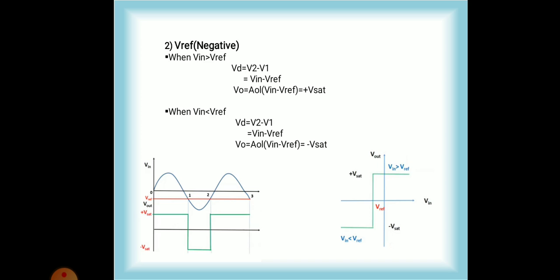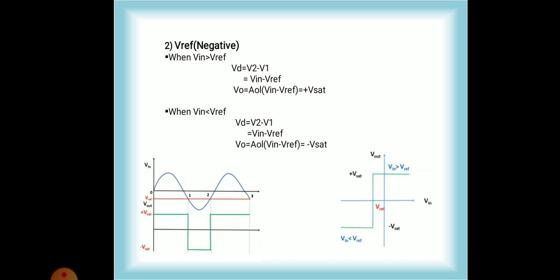Now let's see the waveform. Vreference is negative here. The sinusoidal wave is Vin. 0, 1, 2, 3 are the intersection points. From 0 to 1, Vin is greater than Vreference. Therefore, the output voltage is plus V saturation. From 1 to 2, Vin is less than Vreference. Therefore, the output is minus V saturation. From 2 to 3, Vin is greater than Vreference. Therefore, the output voltage V0 will be plus V saturation, and so on.